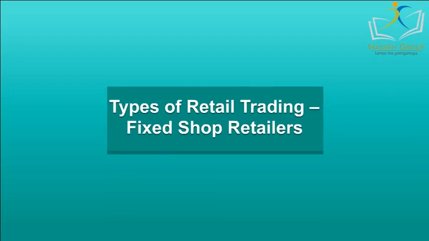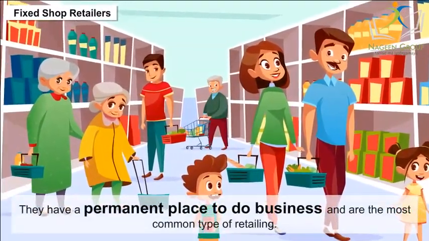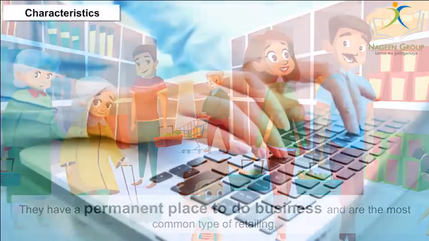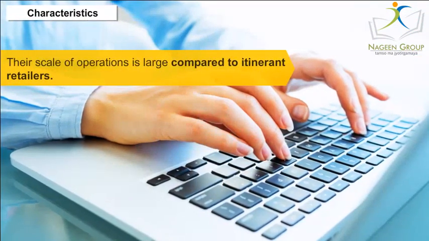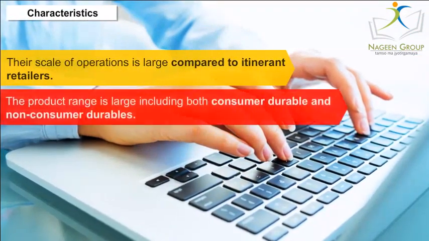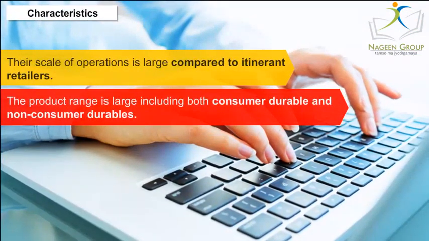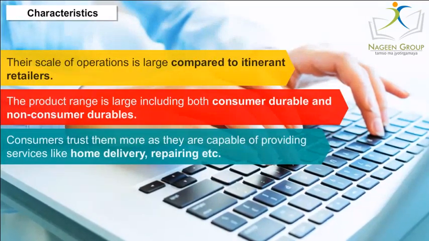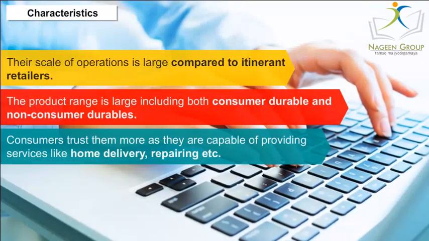Types of retail trading. Fixed shop retailers. They have a permanent place to do business and are the most common type of retailing. Characteristics. Their scale of operations is large compared to itinerant retailers. The product range is large, including both consumer durables and non-durables. Consumers trust them more as they are capable of providing services like home delivery, repairing, etc.